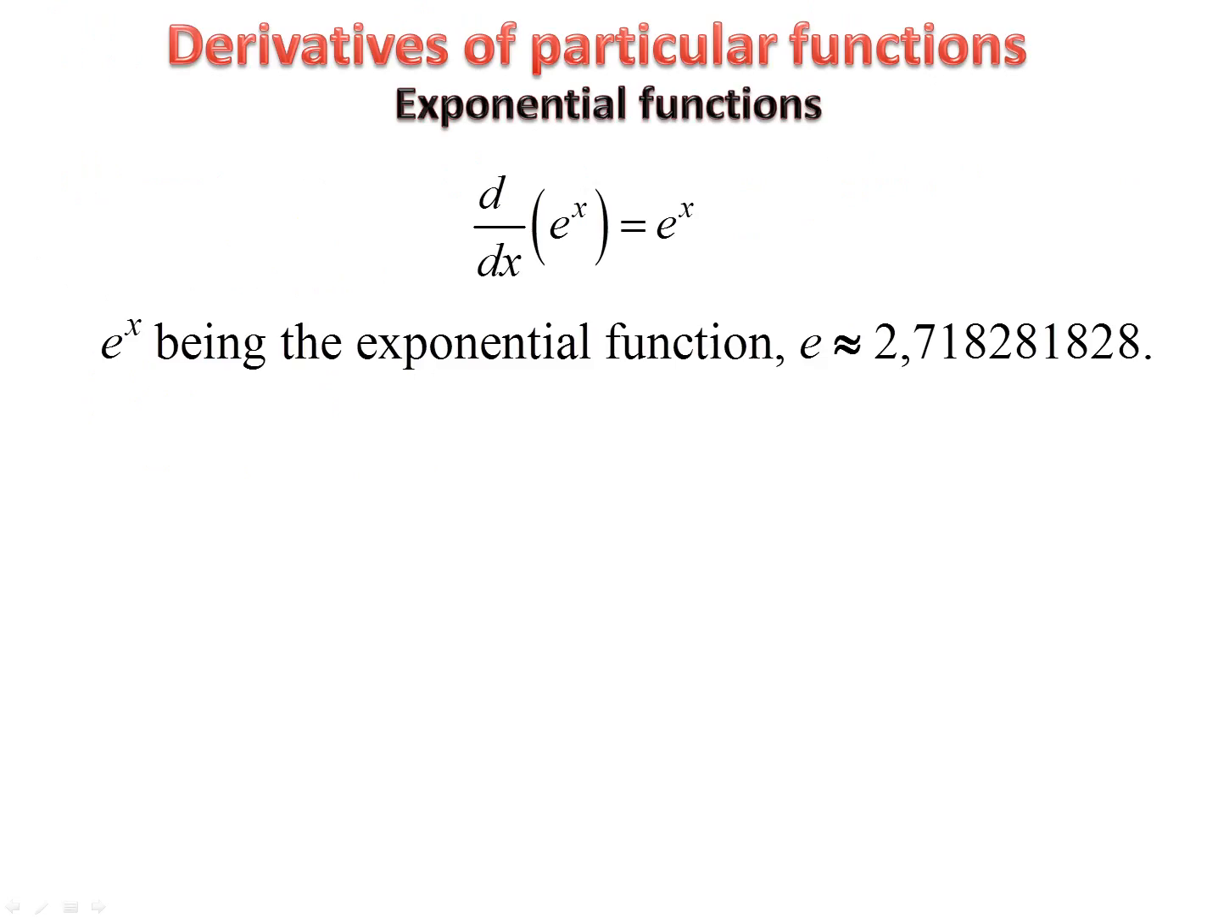Let's have a brief look at the exponential function. Very fascinating one, this, because the derivative of e to the x is e to the x. E is a magical number with all sorts of properties, but e to the x, y equals e to the x, is in fact its own gradient, its own derivative, which means it's its own gradient.